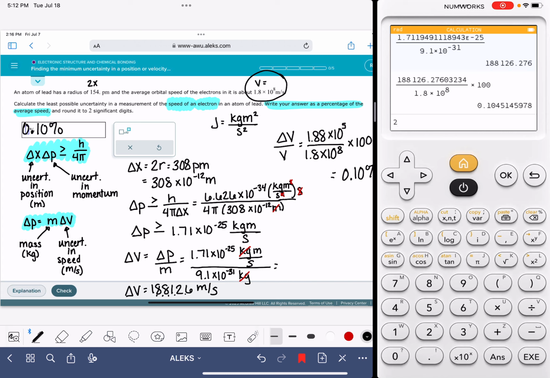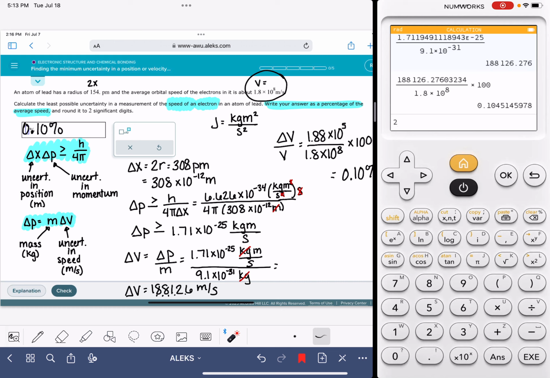Now, the other variation of the problem is where you're calculating uncertainty in position. So this is the term that you're calculating. In the other version of the problem, ALEKS is going to give you the speed and the percentage. So you're going to use this equation right here. You're going to use your percentage and your actual speed to calculate delta V. You're going to plug the delta V and the mass into this equation and solve for delta P. And then you're going to plug delta P into this equation. You know H and 4 pi, they're both constants, so that you can solve for delta X.